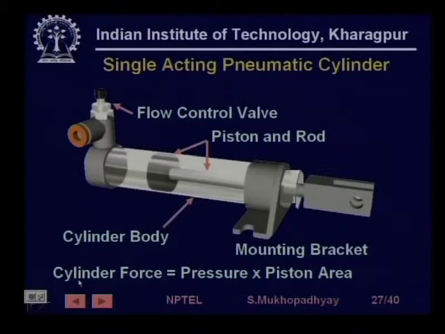So, this is a cylinder where this is the cylinder body. You can see the piston and the rod which gets connected to the load. As we have said, you can put a flow control valve here. Sometimes you can put a quick exhaust valve here. So, this is a normal pneumatic cylinder.